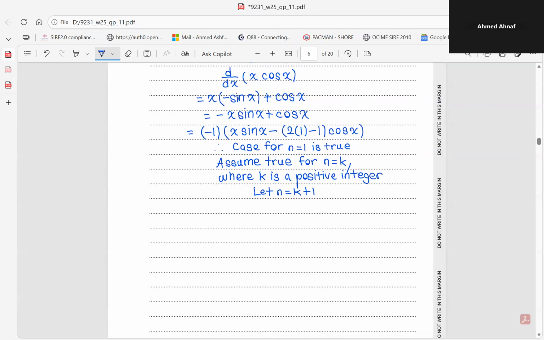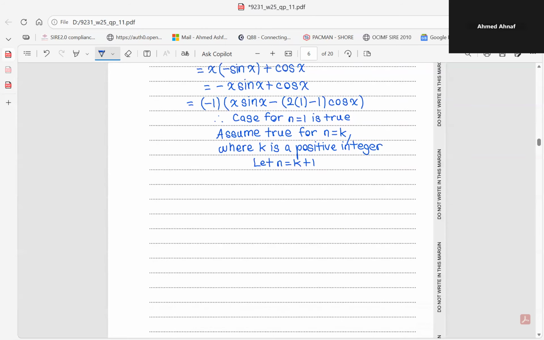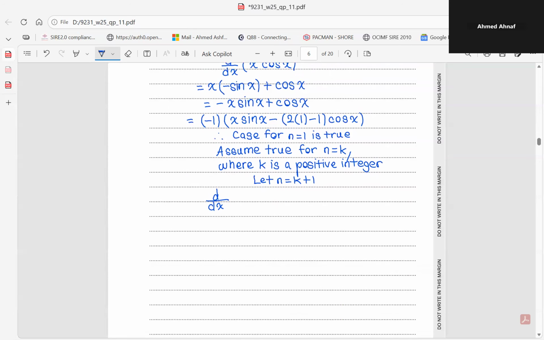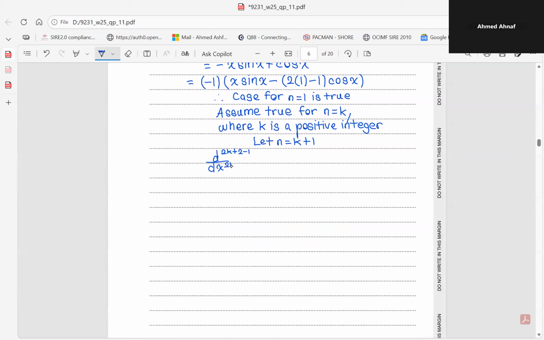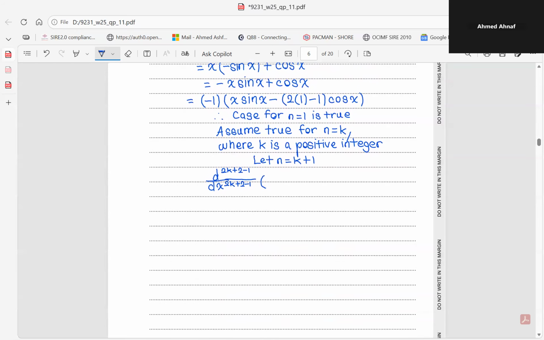Okay, so let's start. So d to the k plus 1, so 2k plus 2 minus 1, 2k plus 2 minus 1, x cosine x.